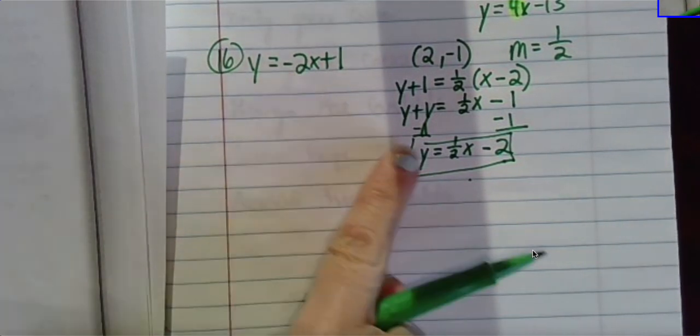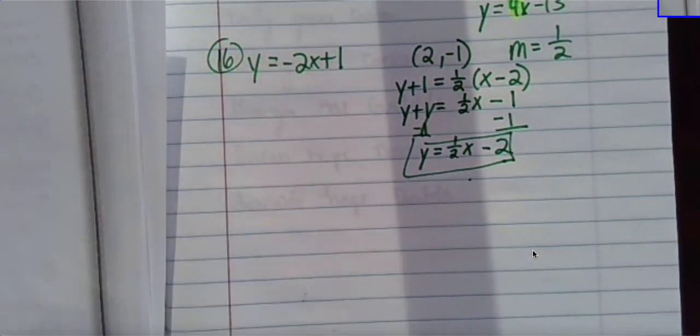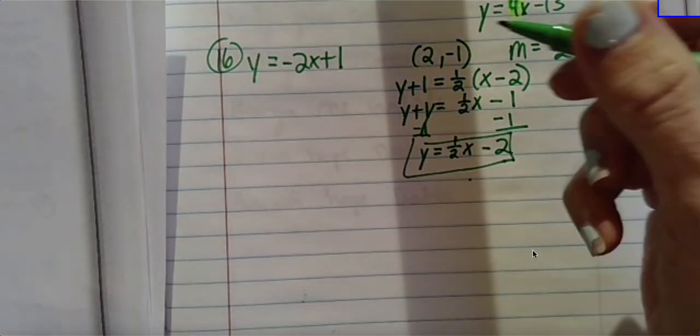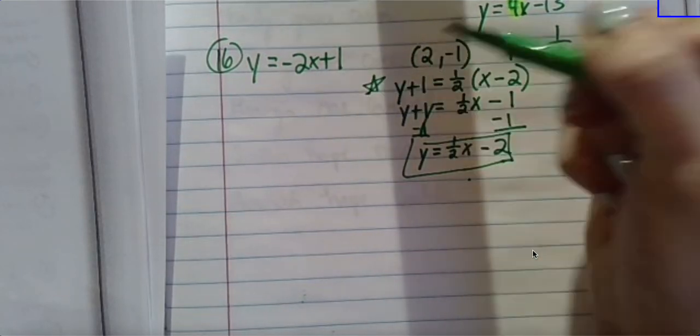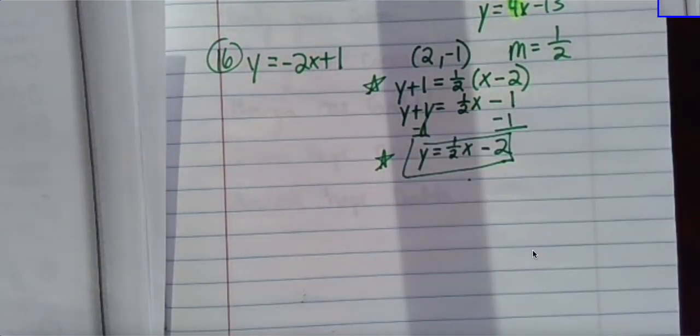Notice these are opposite reciprocals, so they're perpendicular. So they wanted a point slope form and then turn that into slope intercept form. So you don't have to graph it. Okay, wait, don't move.